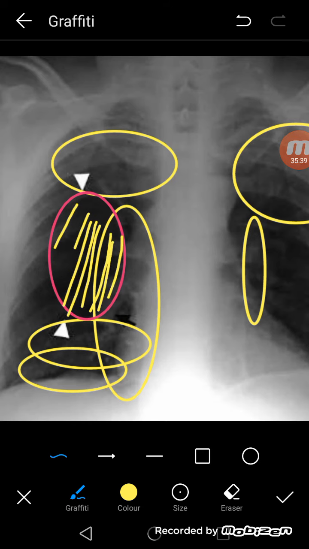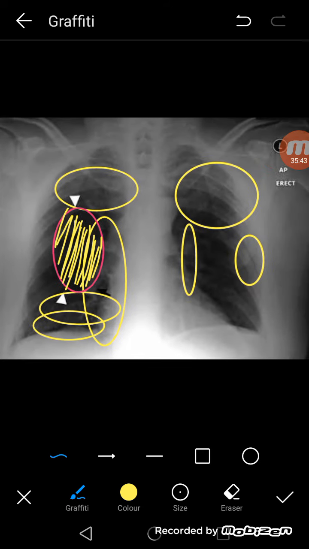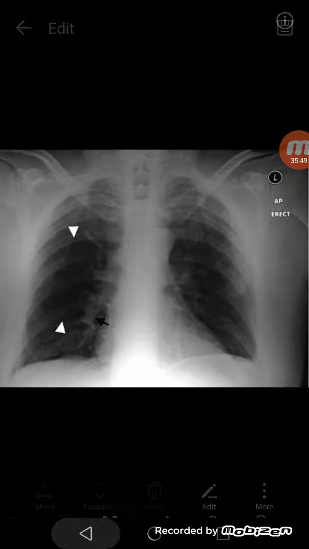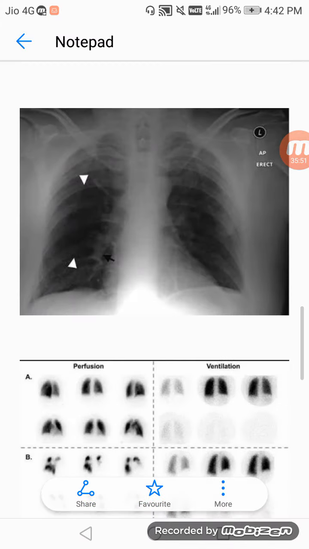So this area is showing regional oligemia. And which sign is it then? It is the Westermark sign. Regional oligemia or sudden cutoff.